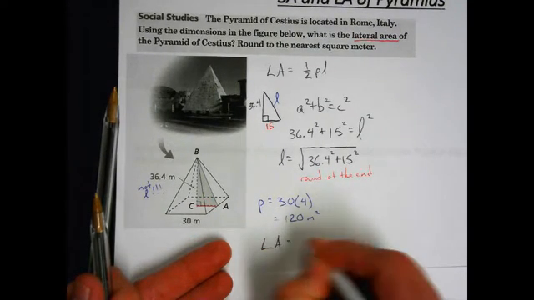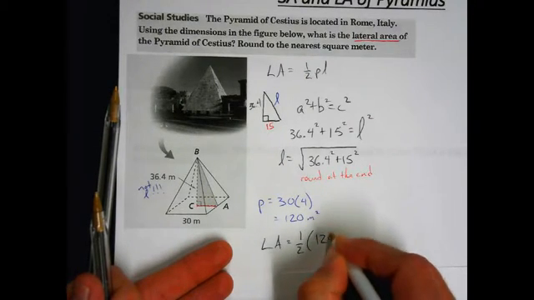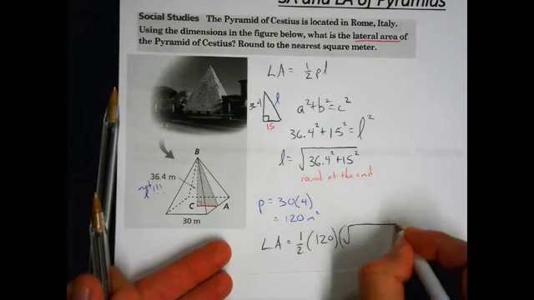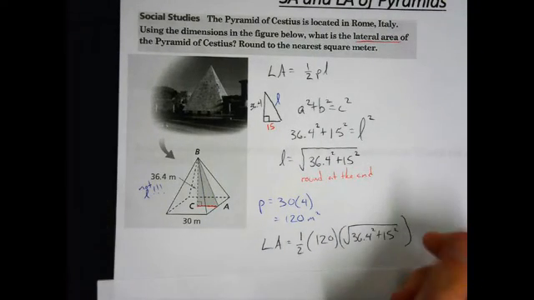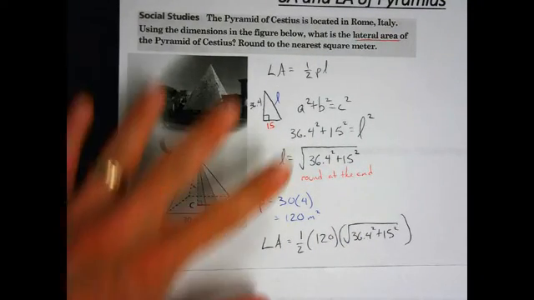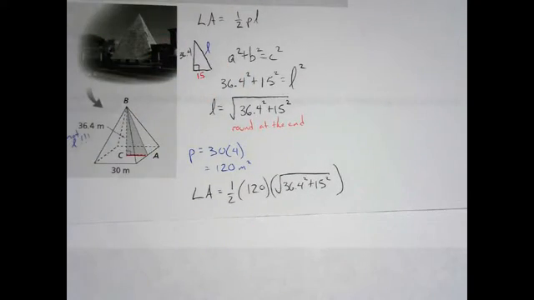So our lateral area is 1/2 the perimeter of the base times the slant height. Now remember the slant height. I didn't crunch that number yet, and there's a reason. Because the rest is calculator work. Now how is this going to work? Let me teach you how to use the calculator. How is this going to work?